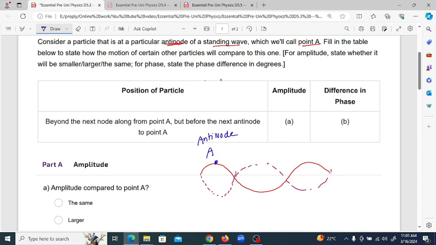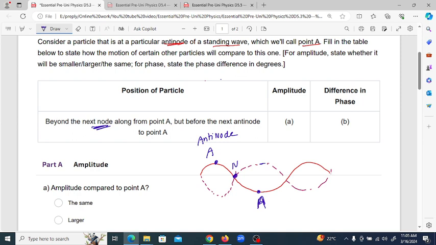And he asks us beyond the next node, this is the next node from point A, but before the next antinode. So we know that the next antinode is this point. Okay, so we have to find the amplitude compared to point A. So what is the amplitude compared to point A?